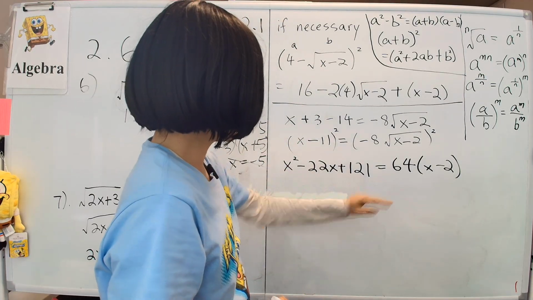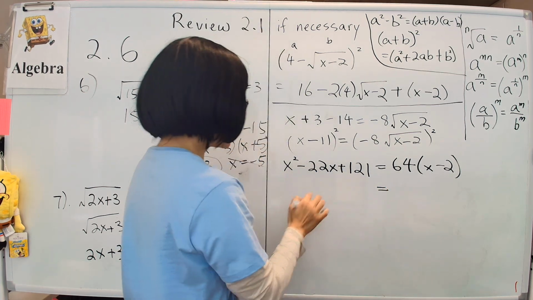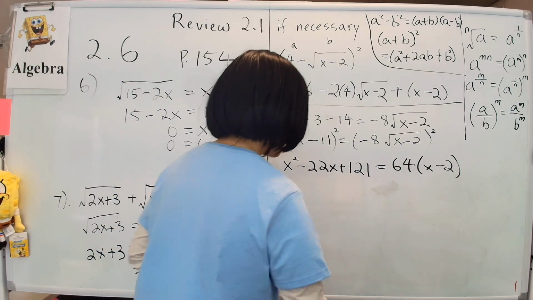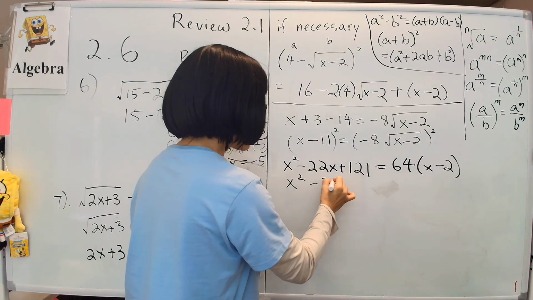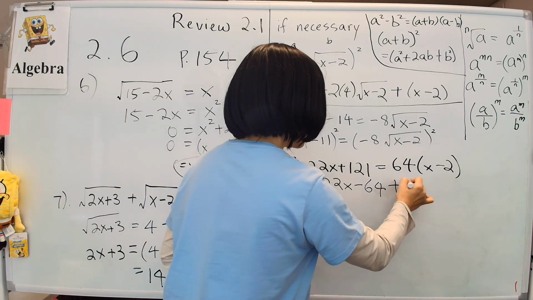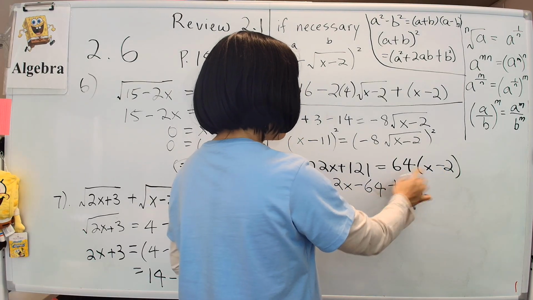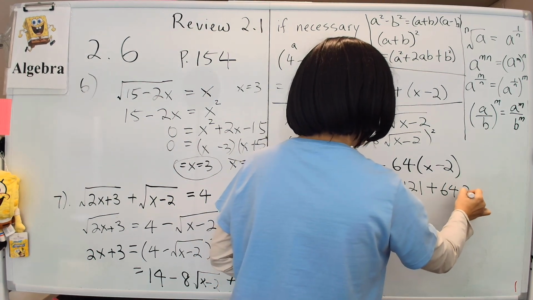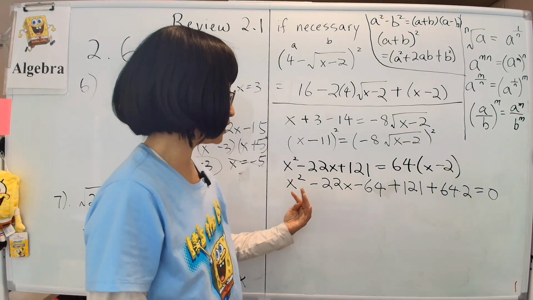Now we are left with something that we need to clean up. This is in x squared. So we have minus 22. I will write this down. Let's move everything to this side of the equation. So we have x squared minus 22x minus 64, and then plus 121, and then this is a minus, minus 64 times 2, and then we'll move it over here, it becomes a plus, plus 64 times 2. And that should be equal to 0. See, I moved everything to this side of the equation.